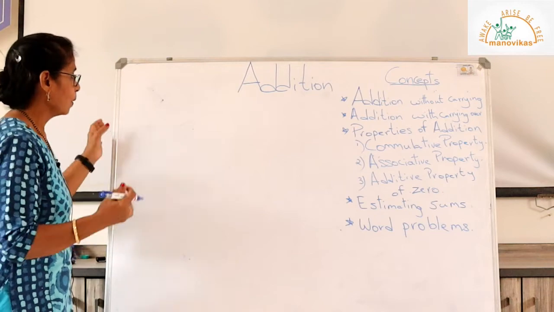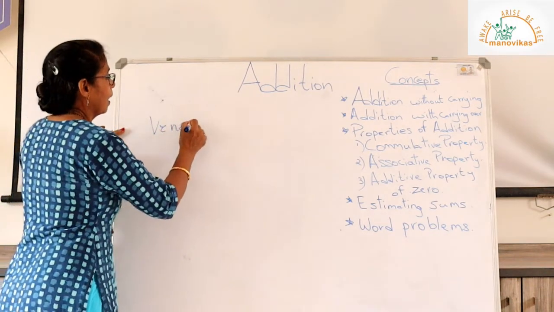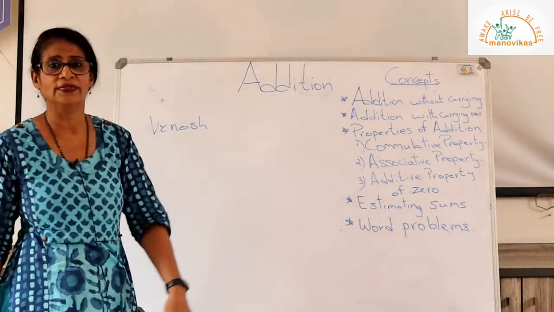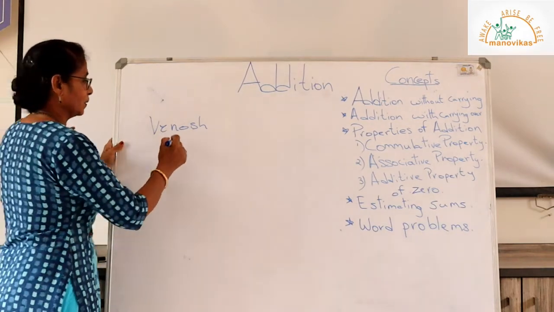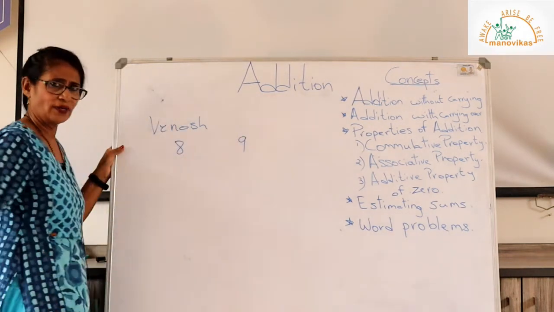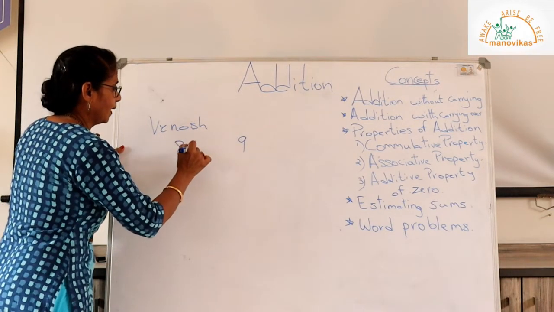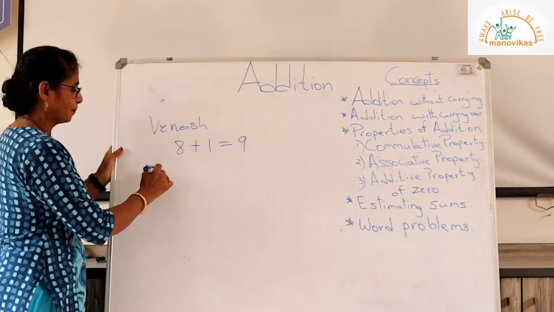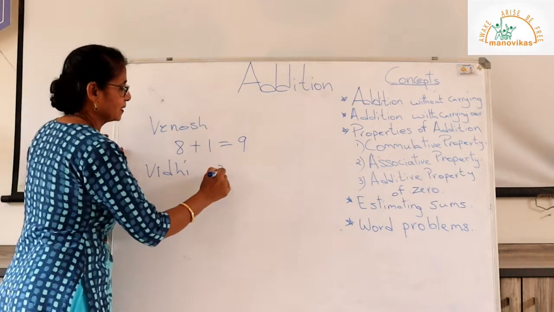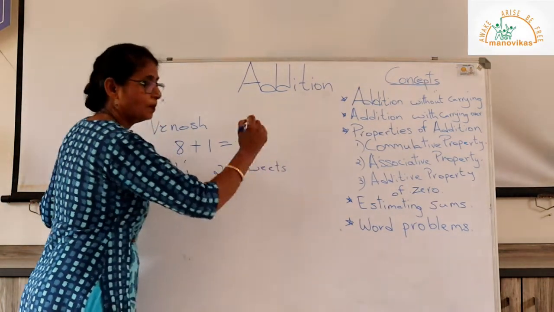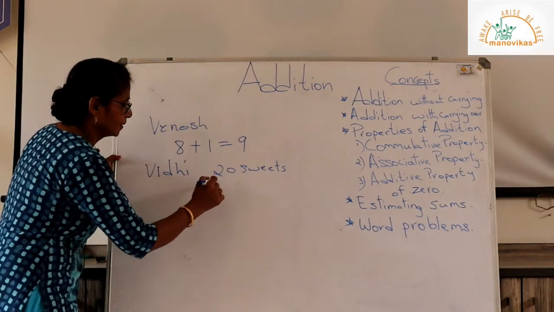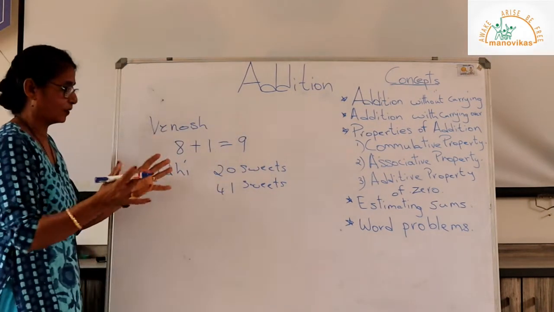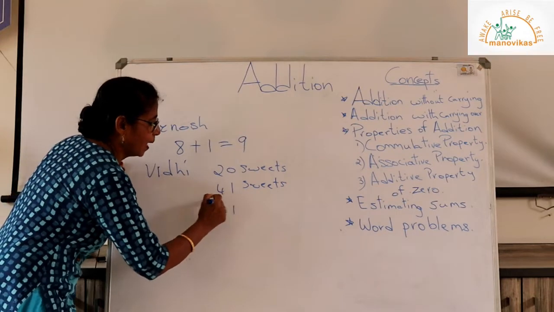For example, Vinosh celebrated his 8th birthday this March. Next year he is going to turn 9. How did I get this number 9? 8 plus 1 is equal to 9. Vidhi has 20 sweets. Her mother gives her another 41 sweets. When we put together or total up, we get 61 sweets.